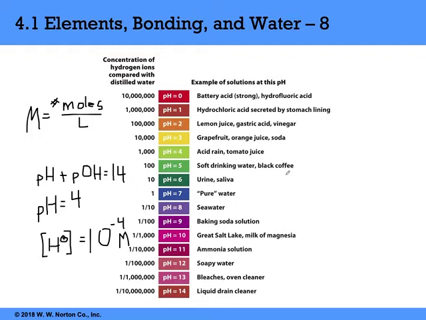The lower the pH, the more acidic the solution is. The higher the pH, the more basic the solution is. And neutral is defined as a pH of 7, which is the pH of pure water.